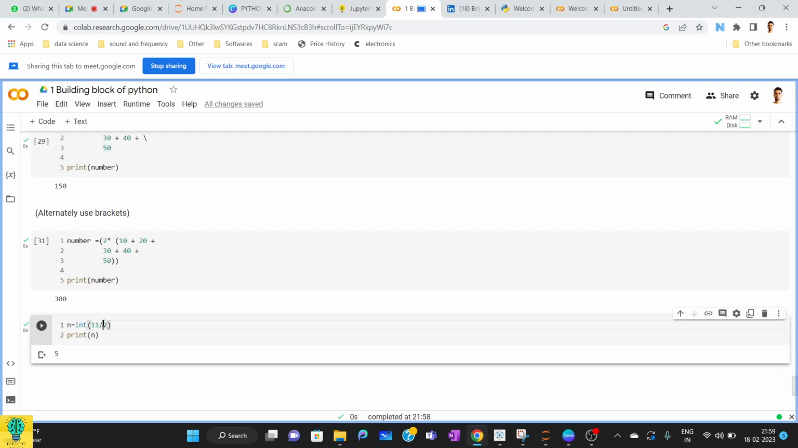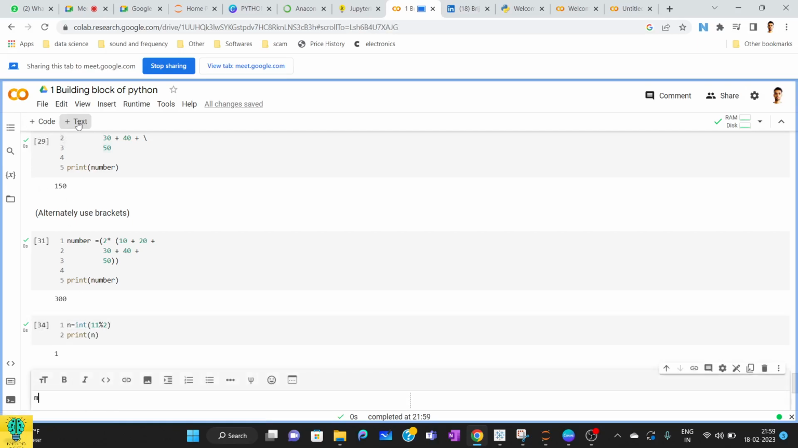Okay. Now suppose I write here 11 percent 2, what is it going to give us? Any guess? Will it give a percentage value? No. Okay, then what will it give? Remainder. Perfect, that is what I wanted to hear. See, this particular symbol, the percentage sign, does not mean percentage here. In computing, we call it modulus. Modulus is the percentage symbol here, and that is going to give us a remainder.